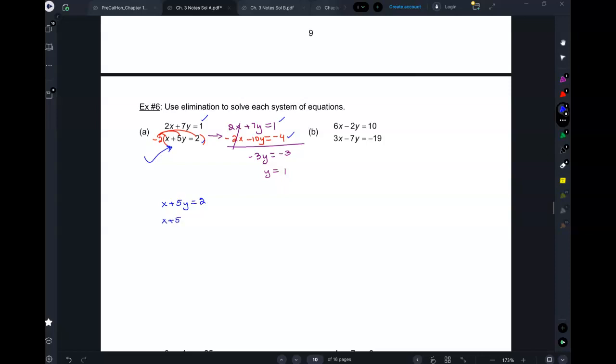So x plus 5 times y is 1, is 2. Minus 5, minus 5. X is negative 3. So I get negative 3 comma 1.